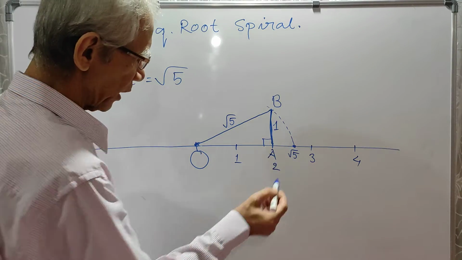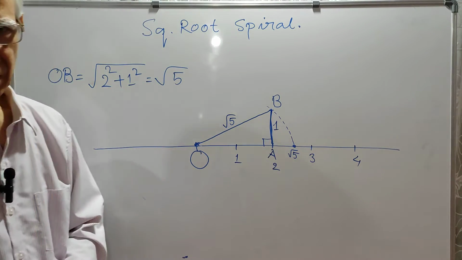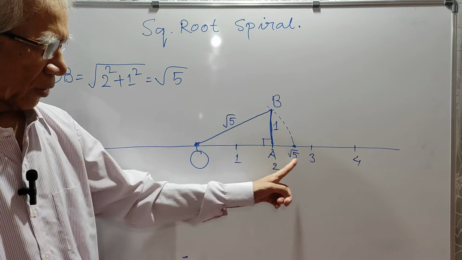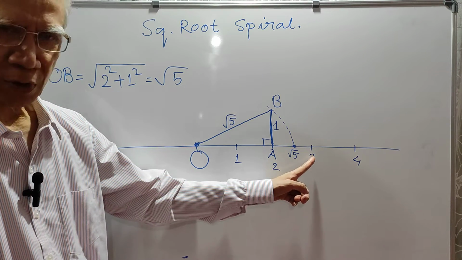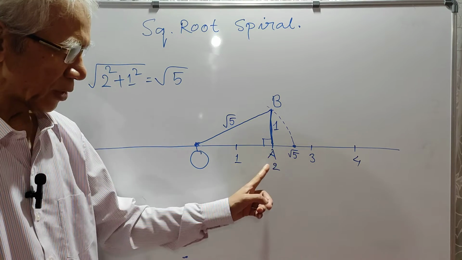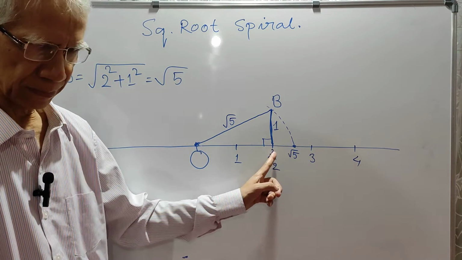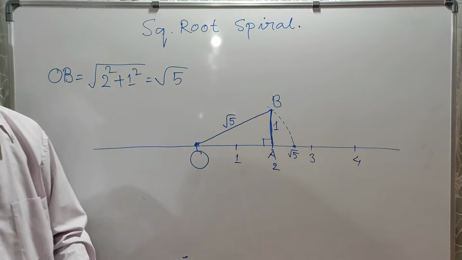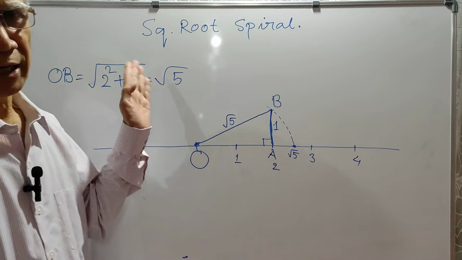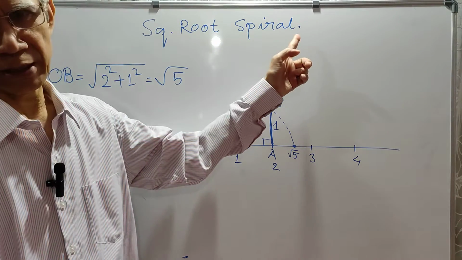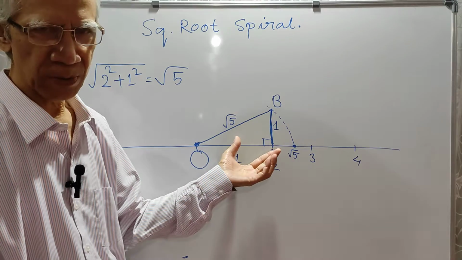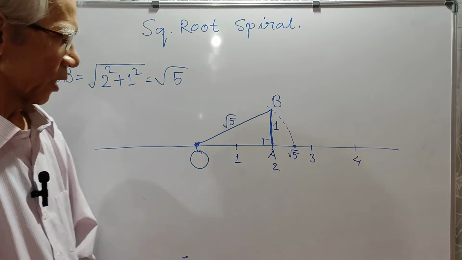So this point is root 5. It is between 2 and 3. Obviously, root 5 is less than 3. 3 means root 9, and this 2 means root 4. So root 5 is between root 4 and root 9, so it will be somewhere here. So you see, we have located root 5 without the help of square root spiral. If you do it this way, the drawing is also quite small, quite less, isn't it?